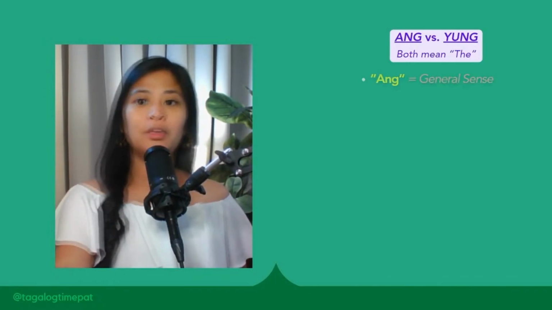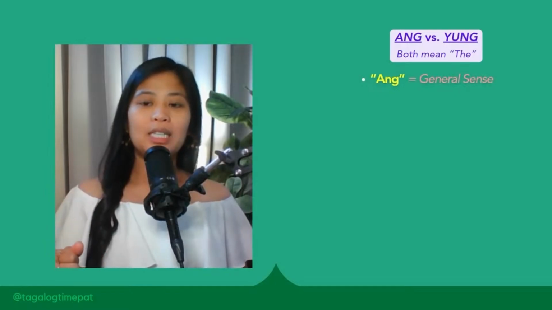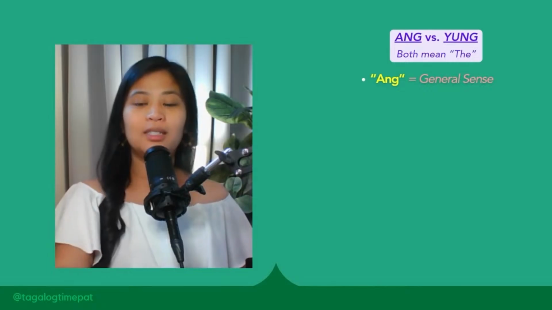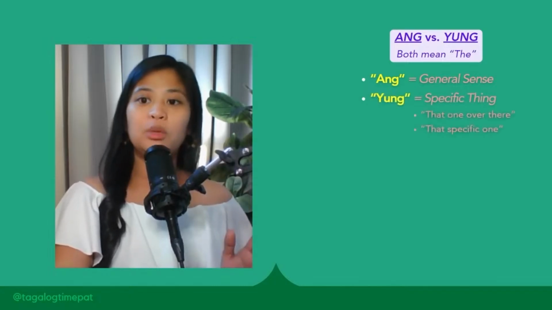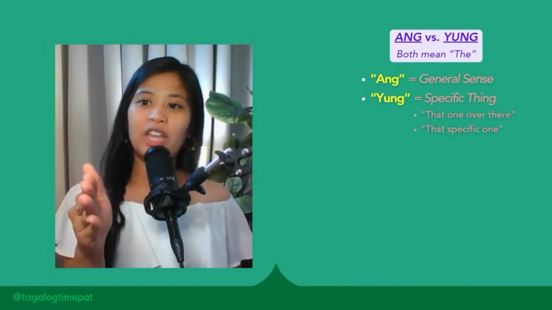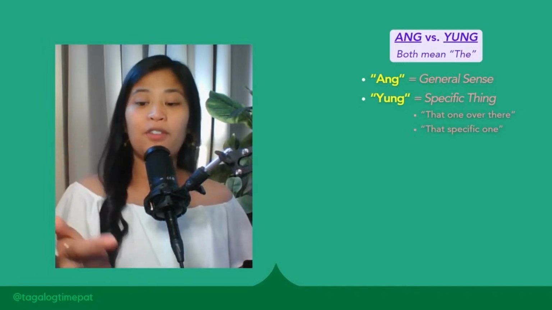Now I want to take a look at the difference between ang and yung. Both of these words mean the, so it's an article leading up to a noun. So far, we've been practicing with the word ang, and that just means the in a general sense. But in common conversation, and oftentimes I say yung, which is specific to a thing, like that one thing over there or that specific one.